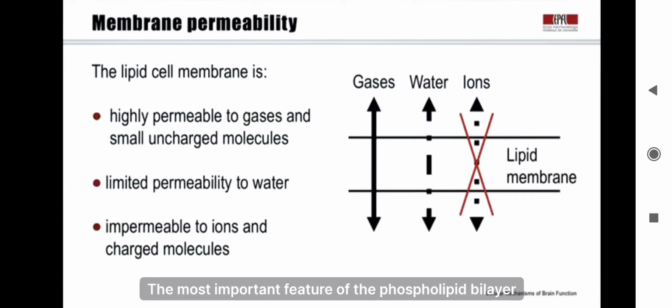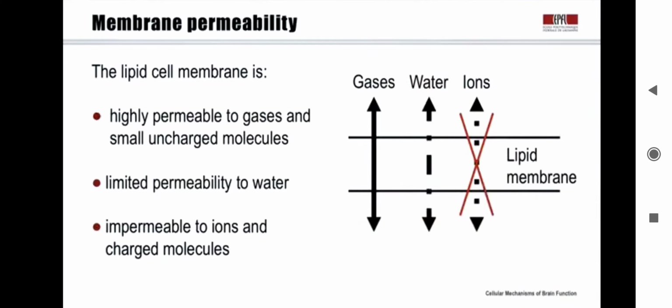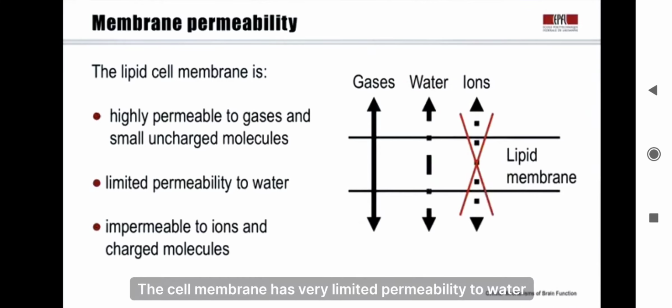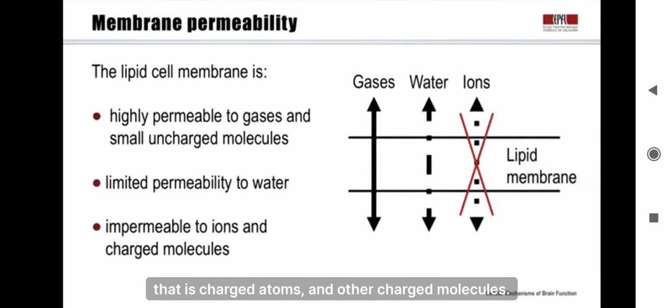The most important feature of the phospholipid bilayer is that it is only permeable to lipophilic substances such as gases, lipids, and small nonpolar molecules. The cell membrane has very limited permeability to water, and most importantly, the cell membrane is impermeable to ions, that is, charged atoms and other charged molecules.